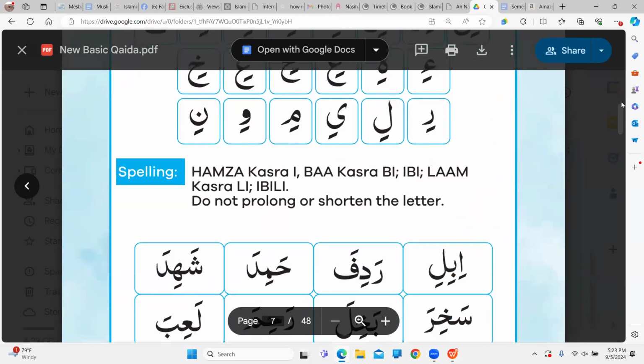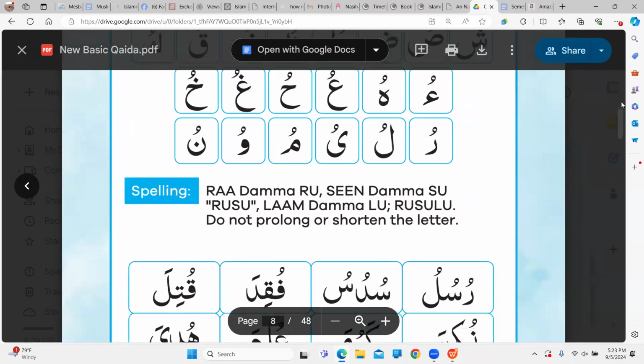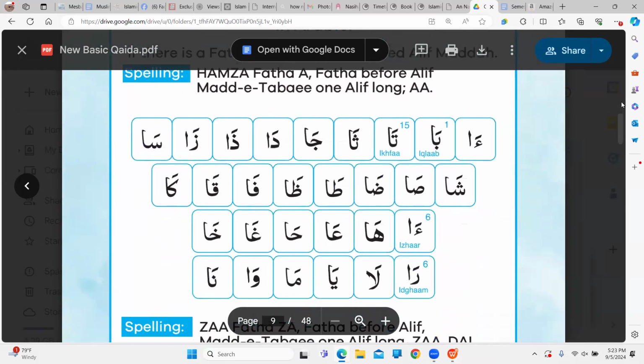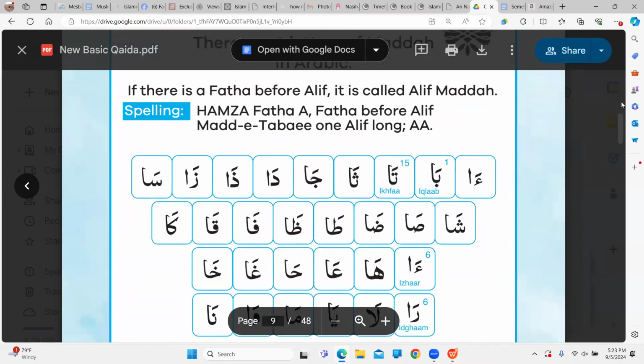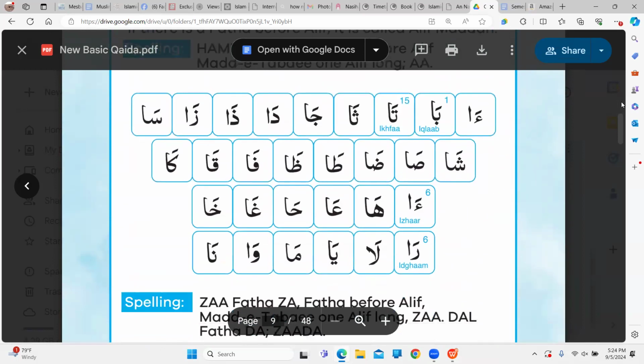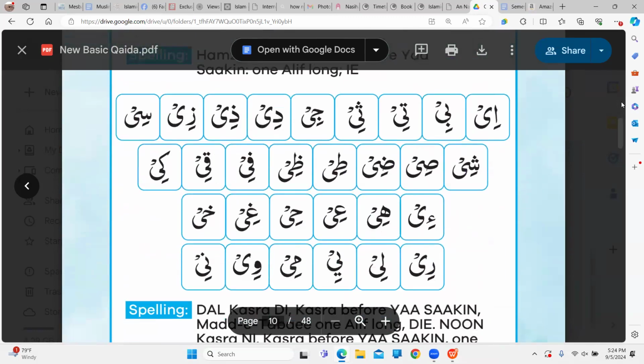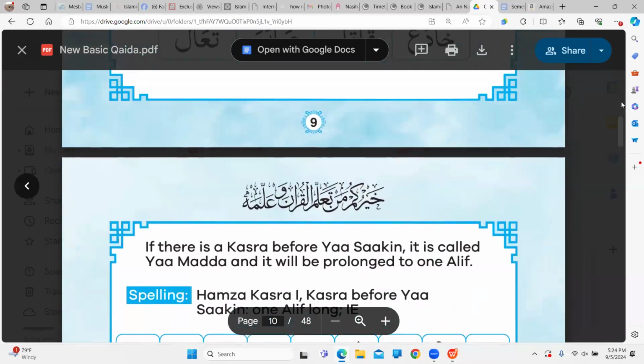Yes. Then we said, the next one was the mad tabi'i. So in mad tabi'i we explained there are 6 mad tabi'i, right? How many? 6. So we said fatha before alif is 1 alif or 2 harakah. Then we said kasra before ya sakin is also 1 alif or 2 harakat. So here we explain 2 things.